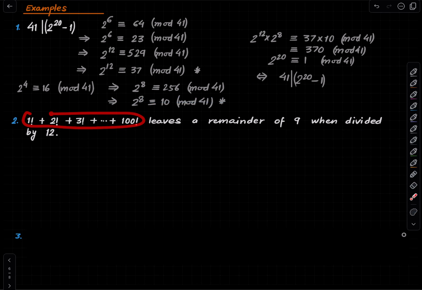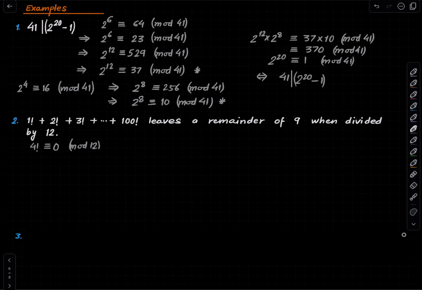This horrible sum, we want to show that when you divide by 12, it leaves a remainder of 9. Again, there is no need to compute 100 factorial. Nobody can do that. But this we can solve very quickly. So note that 4 factorial is divisible by 12.